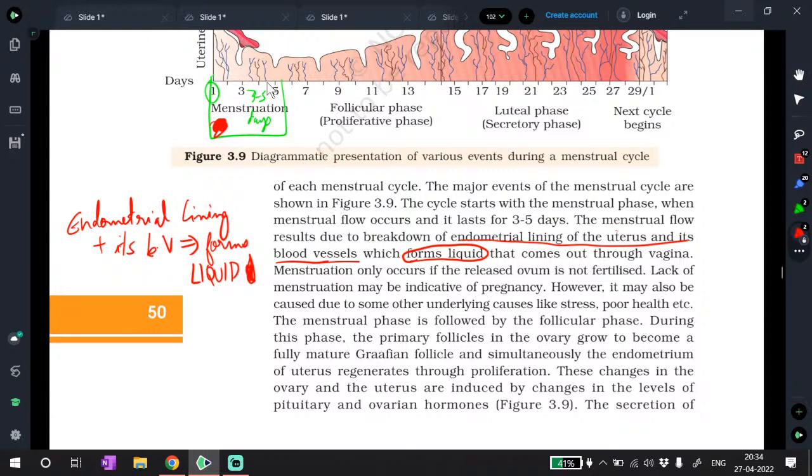The menstrual phase is followed by the follicular phase, which is also known as the proliferative phase. So follicles proliferate, that's why it's called the follicular phase. Then comes the secretory and luteal phase. The secretory phase is where progesterone is secreted.